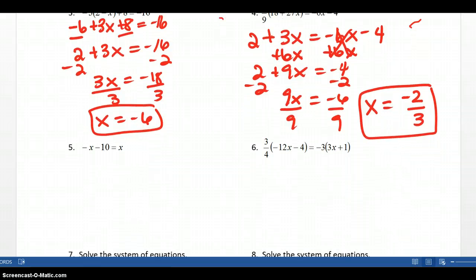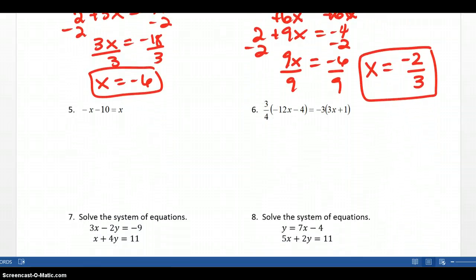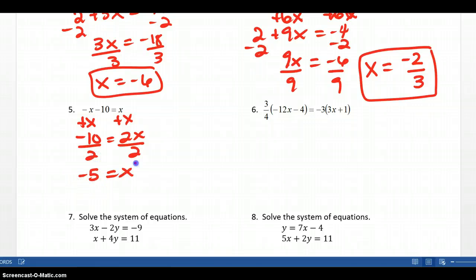Okay, so for number 5. Again, I want my x's to be positive, so we're going to add x to both sides. Now I have negative 10 equals 2x. Divide by 2, and negative 5 equals x.